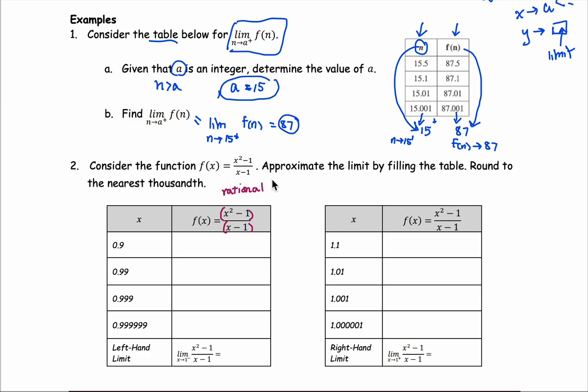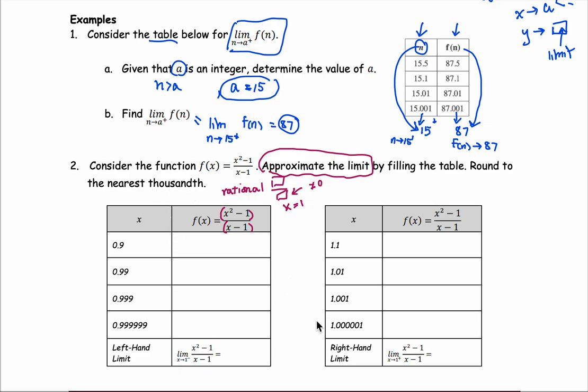Rational function. When you have a rational function, an expression divided by another one, the restriction comes from the bottom, where the bottom cannot be 0. In this case, it is going to protect us from getting the value x equals 1, because if x is 1, the function is undefined. Our goal is to approximate the limit by filling the table and then round to the nearest thousandth. That means round to 3 decimal places.